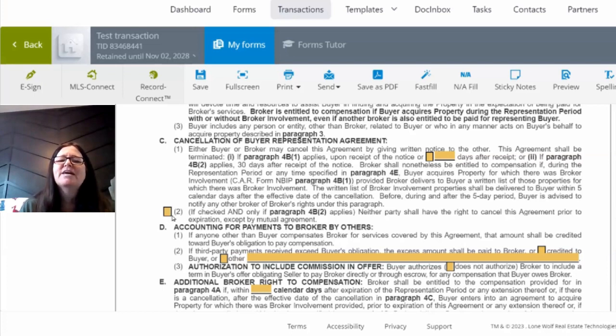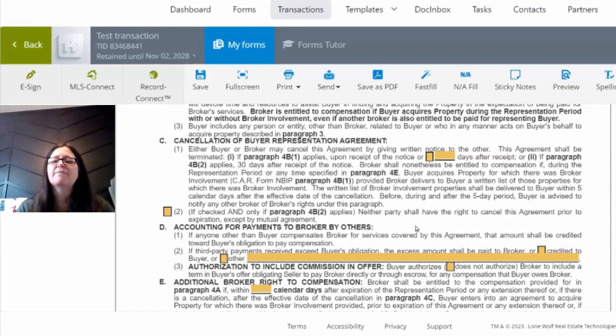And then we have this other option here, C2. So if it's an exclusive agreement and we check this box, then neither party shall have the right to cancel this agreement prior to expiration except by mutual agreement. So right now, the way it works is if somebody wants to cancel this agreement, either the broker can decide, you know what, I want to cancel it, or the buyer can decide, you know what, I want to cancel it.